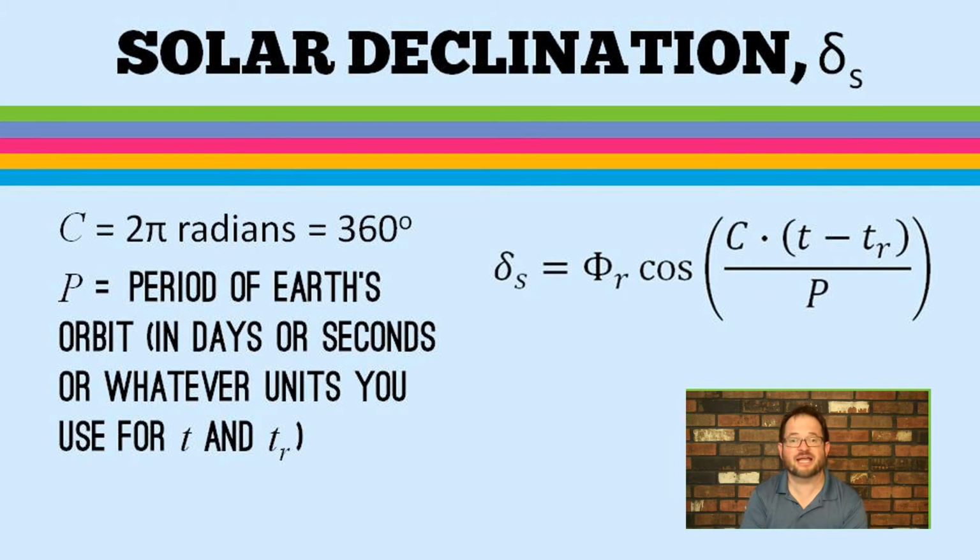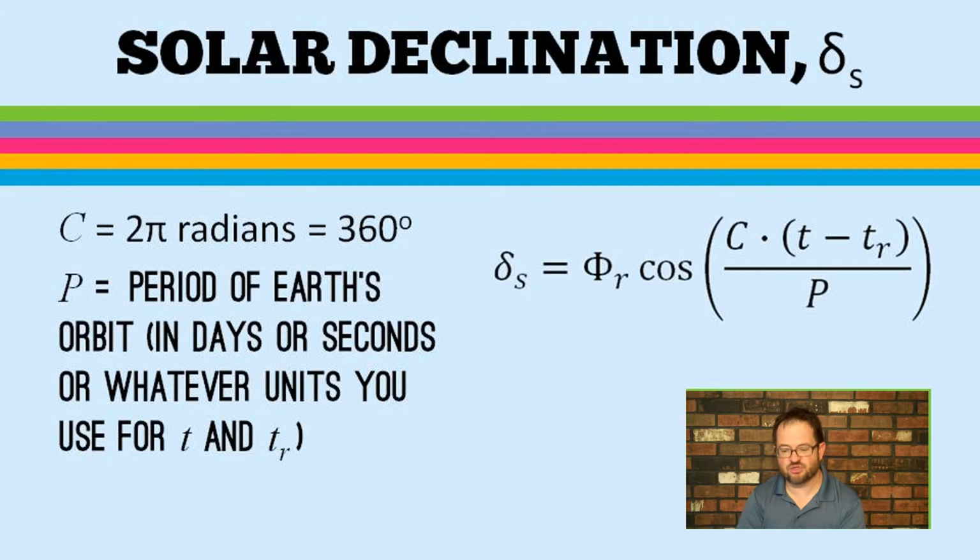If we switch over here, that C is just 2 pi radians or 360 degrees, depending on whether your calculator or octave or whatever is what you're using. Octave only works in radians, so you would want to use that as being 2 pi radians. That P here is going to be the period of the Earth's orbit. Use 365.25 days.